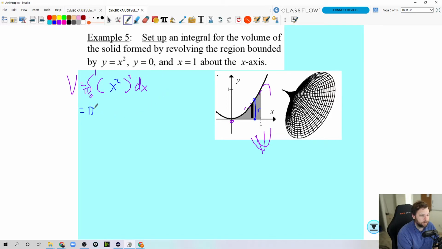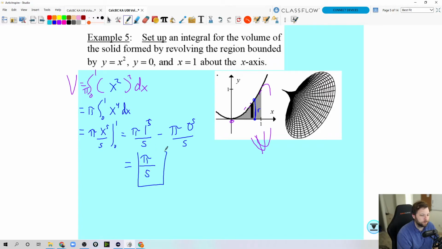And I'm going to clean this up a little bit, and I'm actually going to solve it from 0 to 1. It'll be x to the 4th dx. You integrate, you get pi x to the 5th over 5 from 0 to 1, which is going to be pi 1 to the 5th over 5 minus pi 0 to the 5th over 5. That's all zeroed out, so I get pi over 5, because 1 to the 5 is just 1, and that's my answer. So there you go. Find your limits. Typically, it's just going to be whatever that top function is, and then your axis of revolution.